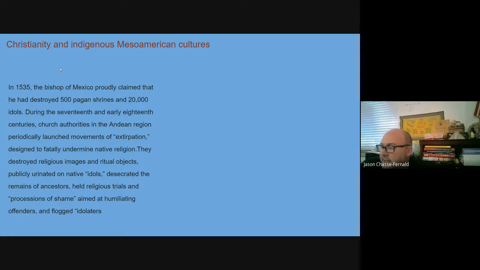And of course, we will see right up until the 1820s, the Inquisition in Latin America. The Latin American Inquisition is being referenced here. The held religious trials, that's referring to the Latin American Inquisition.